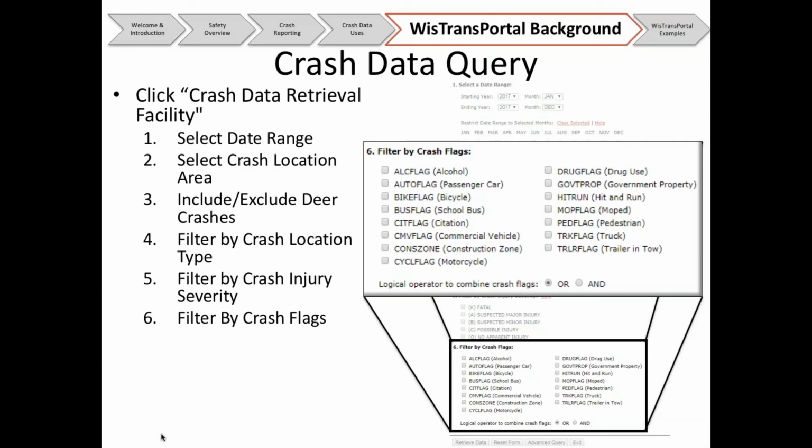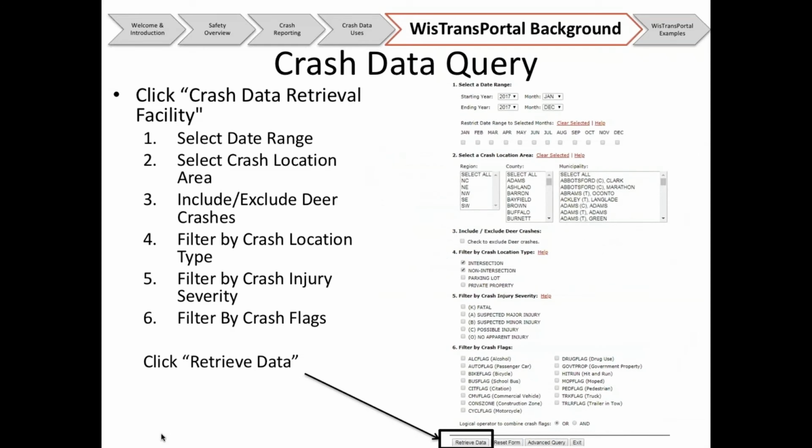So if I do that, that's going to be looking for crashes that have passenger cars in them as well as an alcohol flag, versus if I did the or operator, that's going to give me back all crashes that have a passenger car or an alcohol flag. And then after that, I would retrieve the data.